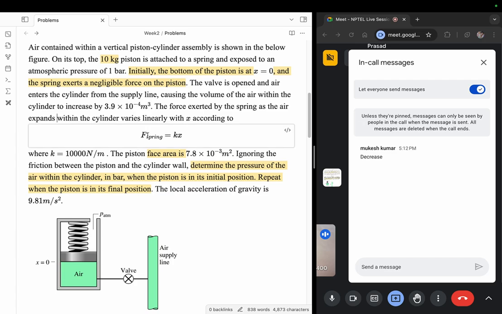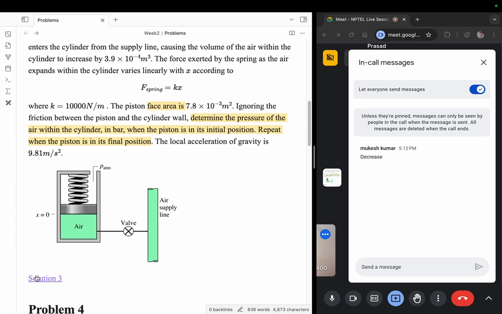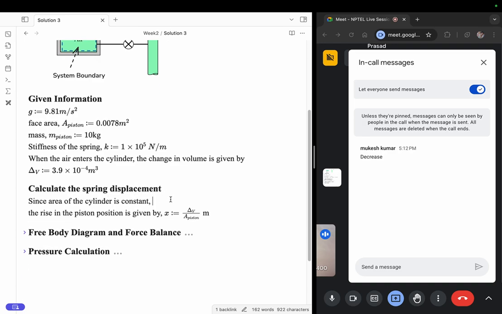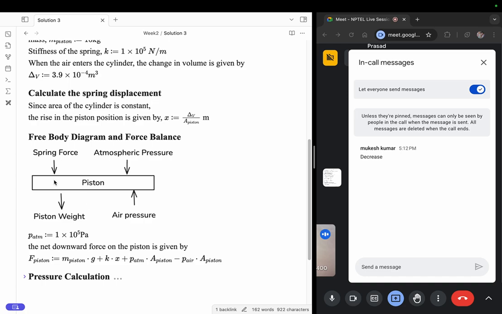From straightforward geometry, this is a cylinder, you know the face area, so area times displacement will give you the change in volume. Once I know the volume and the area, I can calculate the displacement. Once I know displacement, I can substitute it here. I know the value of stiffness, so I can directly calculate the force. Basically we are assuming area to be constant, and then delta V divided by area will give you the rise of the piston position. Once I know that, based on your free body diagram, you have the spring force.